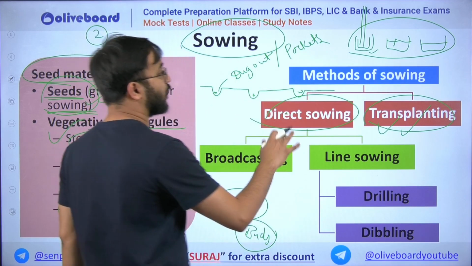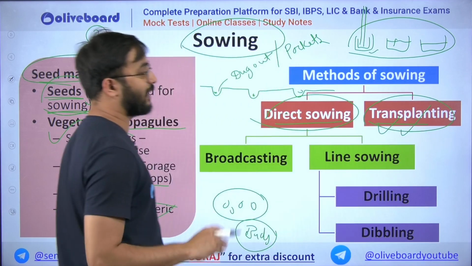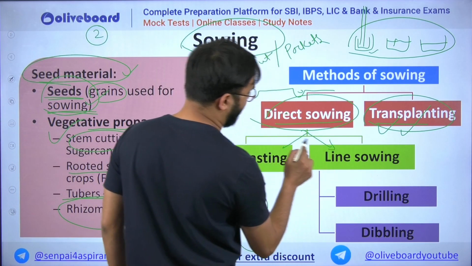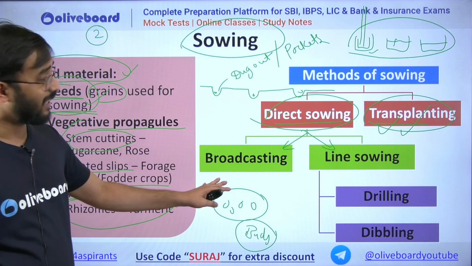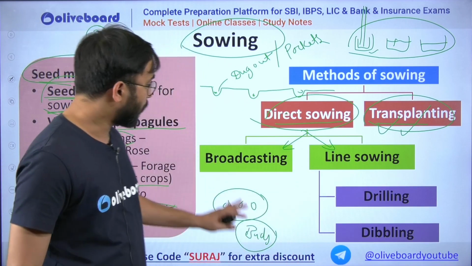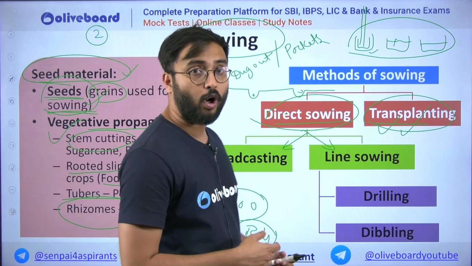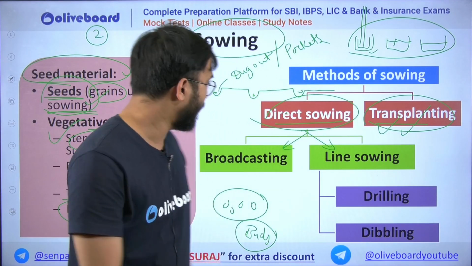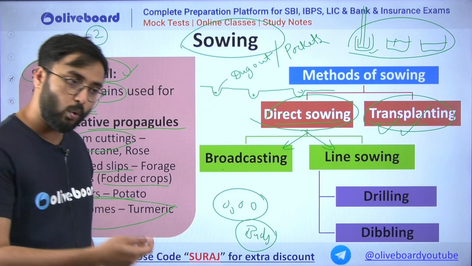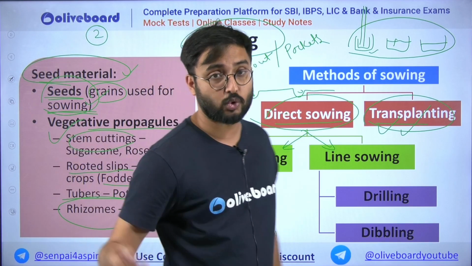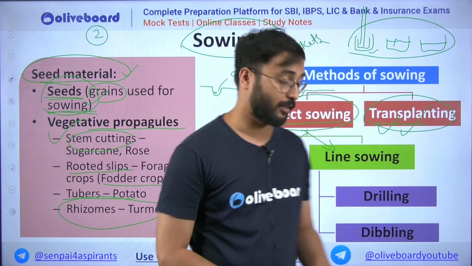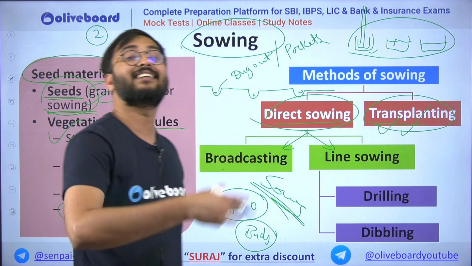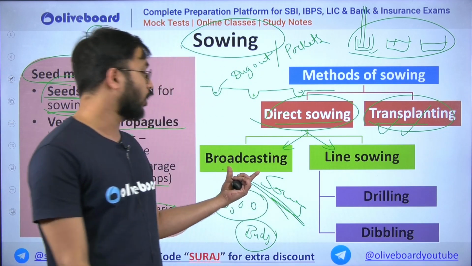Whenever you are doing the sowing, we all know two types are there, direct sowing and transplanting. In direct sowing also, there are two important types. One type is broadcasting and the second is line sowing. Broadcasting is like radio broadcasting, which happens in all directions. In a similar way, broadcasting is when you are sowing your seed in any random direction. So that is your broadcasting.